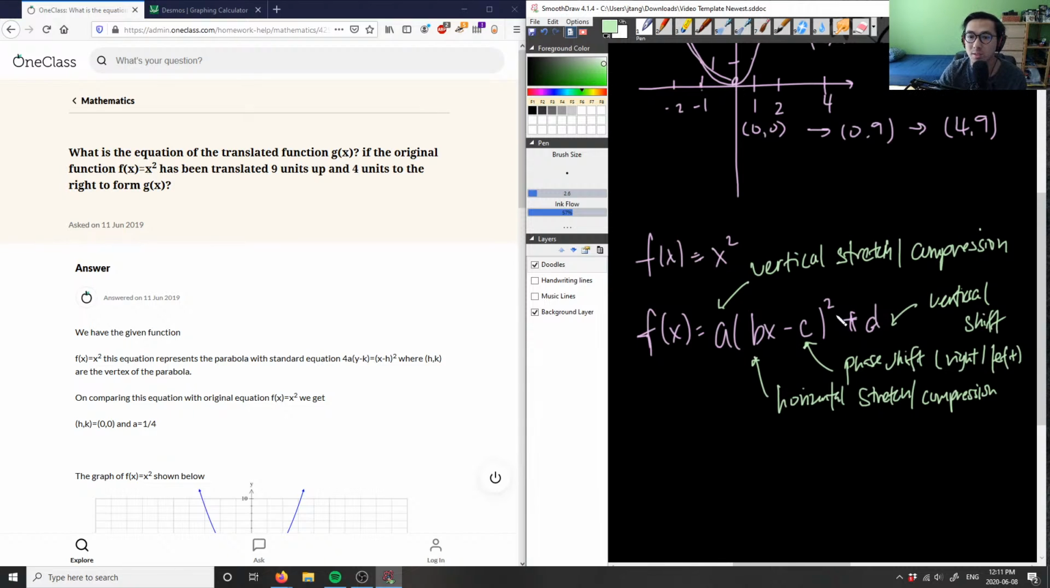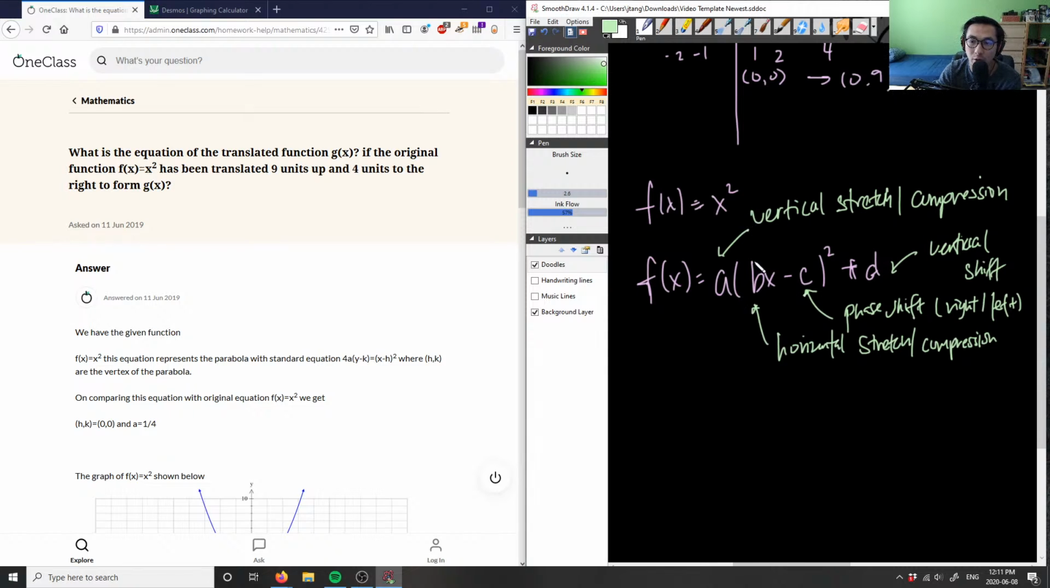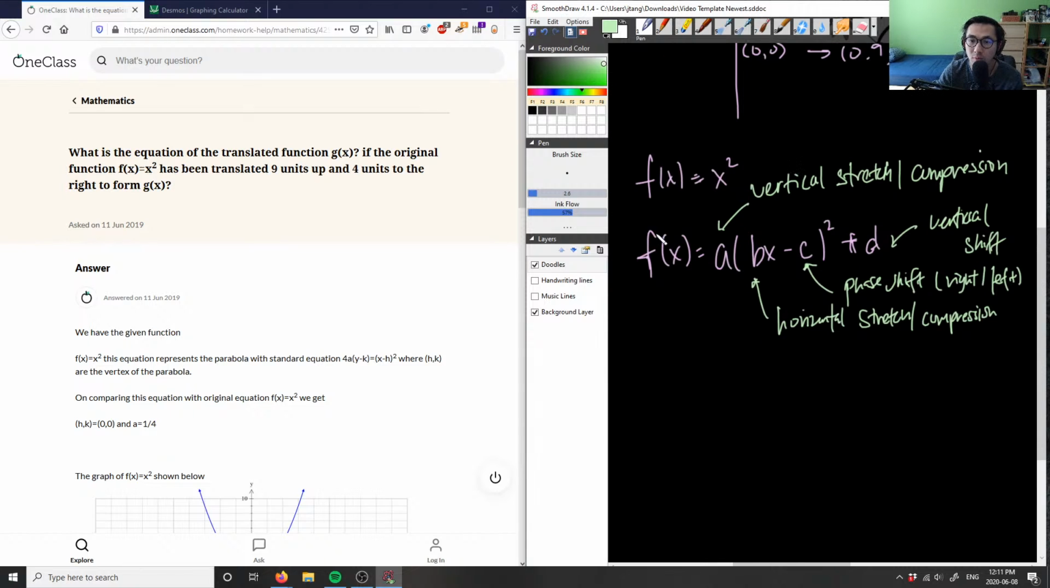So as you can see, we have x squared as our parent function. So we can rewrite this as f of x equals x, and we don't have an a value here. It's saying that we're going to move 4 units to the right, and when we're moving to the right, we subtract. So in this case it's going to be x minus 4, and then squared.